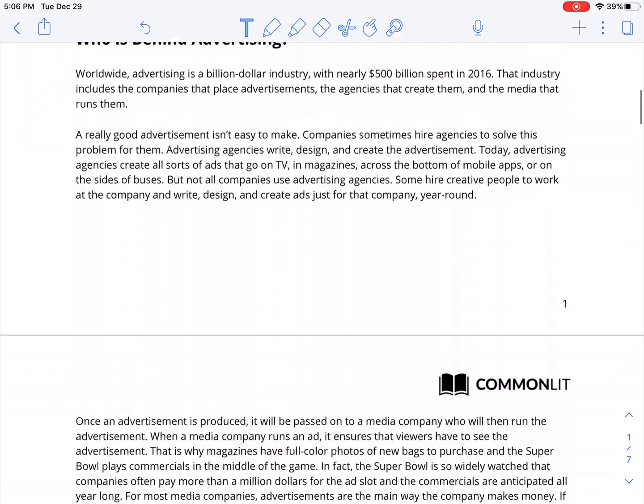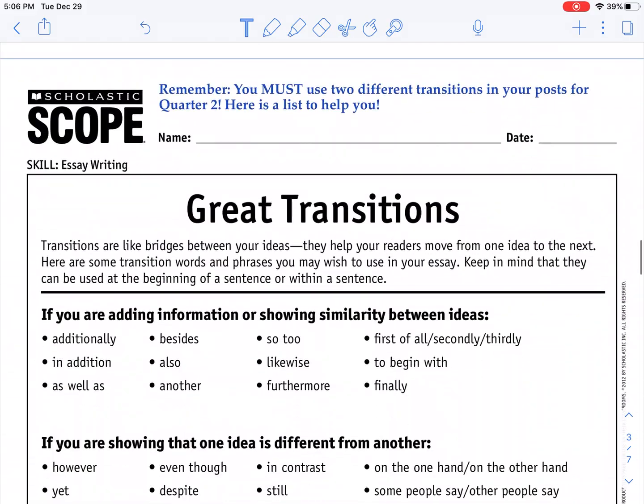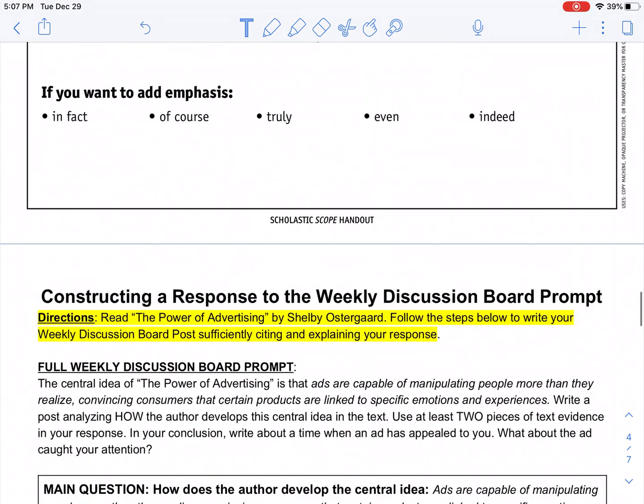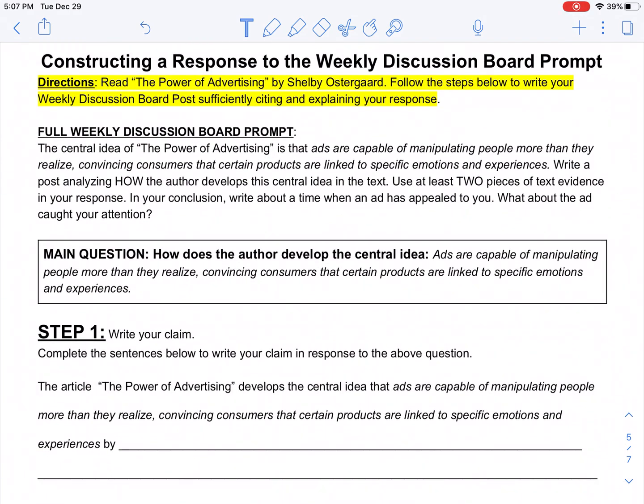So let's do that. That being reading the prompt first. And you can see there's that page of transitions. And, definitely a good time in your lives in 7th grade to be trying on some new transitions for size. All right. So the prompt says, the central idea of the power of advertising is that ads are capable of manipulating people more than they realize, convincing consumers that certain products are linked to specific emotions and experiences. Write a post analyzing how the author develops this central idea in the text. Use at least 2 pieces of text evidence in your response.